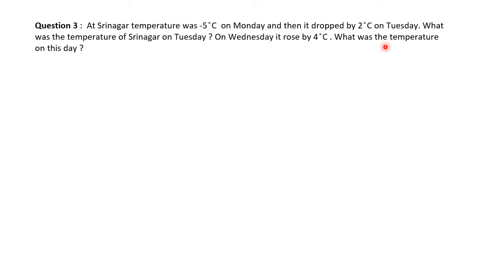So, looking at the question, two phrases are of much importance. You need to notice two phrases first. The first phrase is dropped by. Dropped by is one phrase that you need to understand. And the next phrase that you need to understand is rose by. Now, what do these two phrases mean? What is dropped by and what is rose by? We need to know this in order to solve this question, okay? So let us understand what dropped by means.